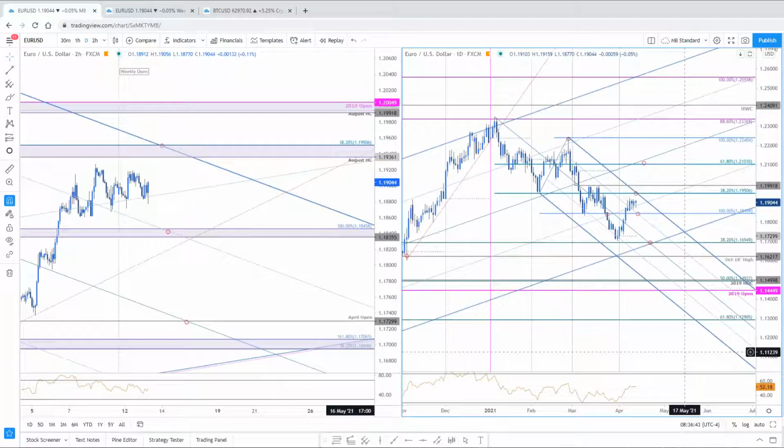Any questions on euro? Core inflation data comes out on the 16th. Keep your eye on that.